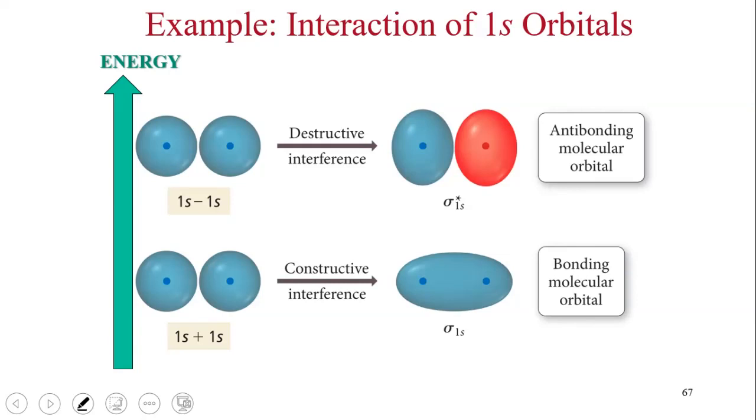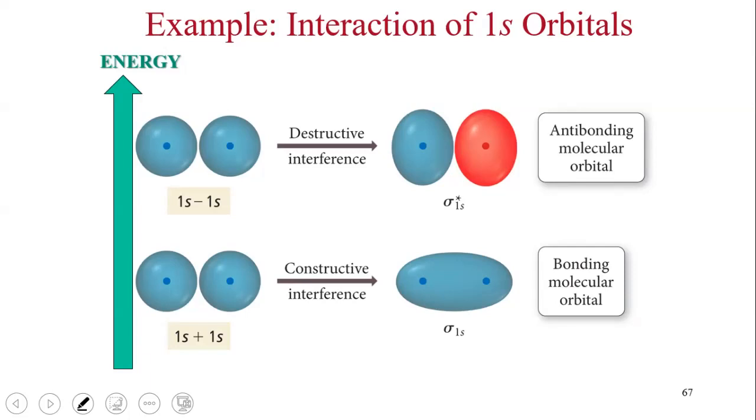We're going to call the one on the top the anti-bonding molecular orbital and the one on the bottom the bonding molecular orbital. Now, that doesn't mean that they don't work when they're anti-bonding. It just means that the bonding really is opposed. It doesn't mean that they're not going to get occupied by electrons.